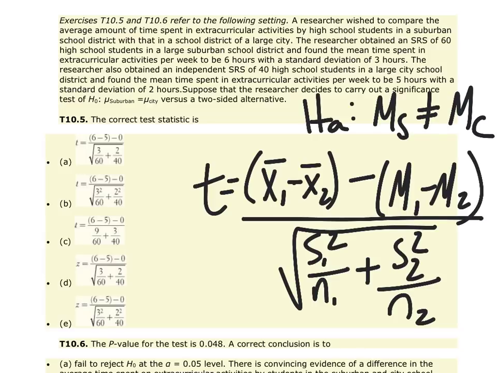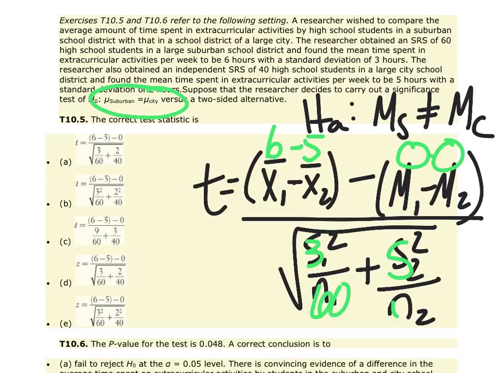Looking at this formula, we know we can come up with the x bars for this. The value for x bar, the mean for the first one, is going to be 6 hours, and for the next one it's 5. The mu, they are hypothesizing here that they're the same, so there's no difference, that would be 0 minus 0. So on the top we are going to have the number 1. And then on the bottom, the standard deviation for the first one, I believe, was 3 hours, and that sample size was 60. And then here we have 2 hours, and that sample size was 40.